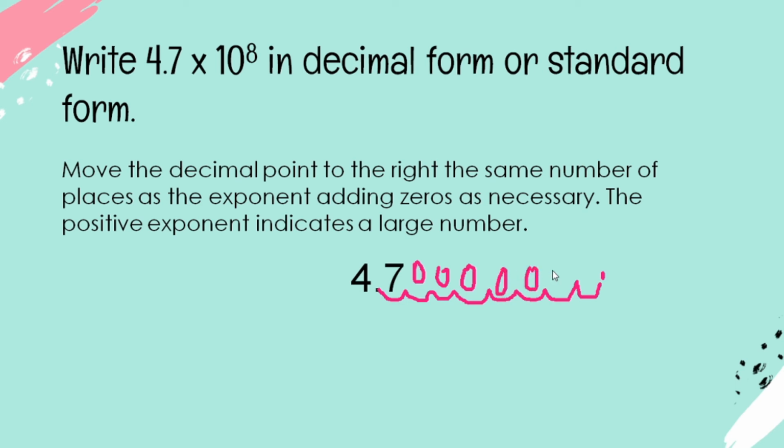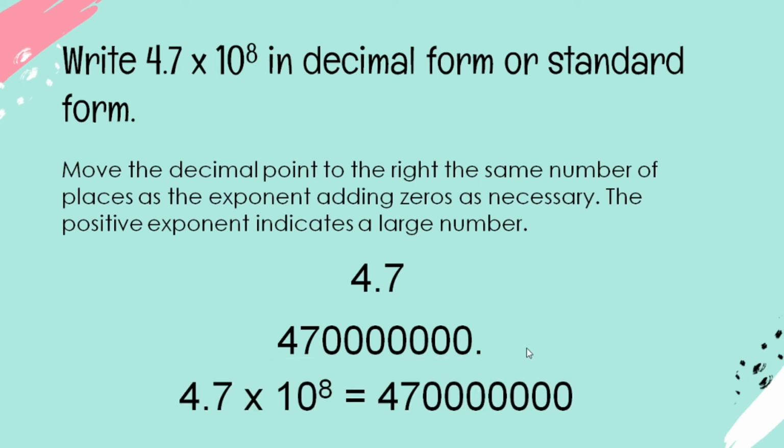Ayan. Ilang 0 ang nadagdag natin? 1, 2, 3, 4, 5, 6, 7. So, ibig sabihin, naging ganito siya. Tama? 4, 7, 1, 2, 3, 4, 5, 6, 7. Tapos napunta na si decimal point dun sa dulo. So, ibig sabihin, whole number na siya. So, meaning to say, therefore, ang ating 4.7 times 10 raised to 8 ay equal siya sa 470 million. Ayan, 470 million. Yan yung very large number natin.